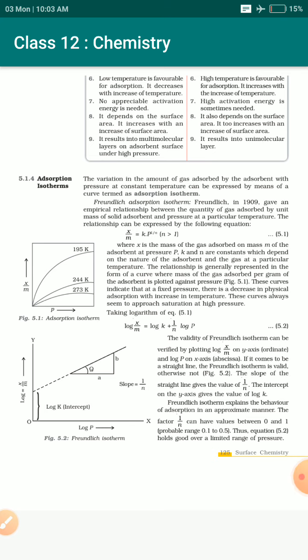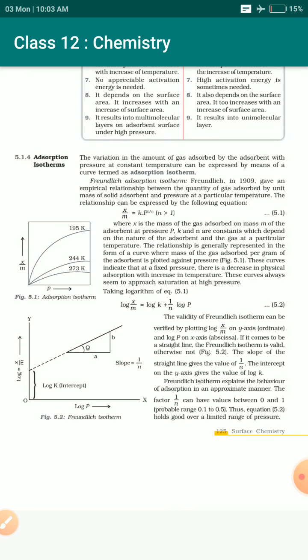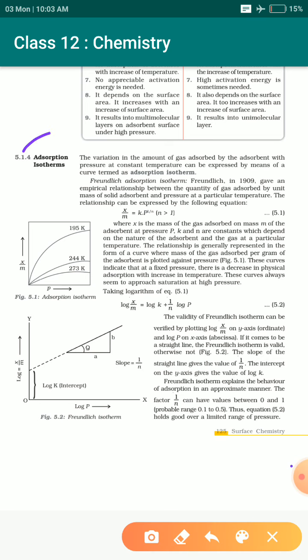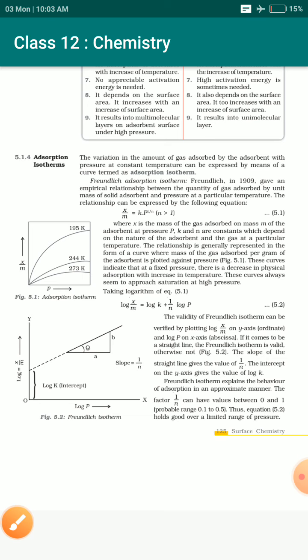Up till the previous class, we discussed the differences between physisorption and chemisorption processes. In today's class, we will discuss a prevailing topic, adsorption isotherm. So, what is actually an adsorption isotherm?